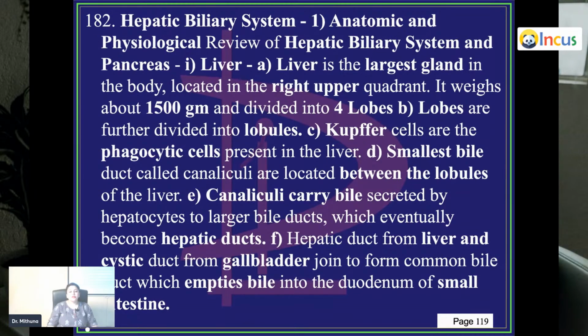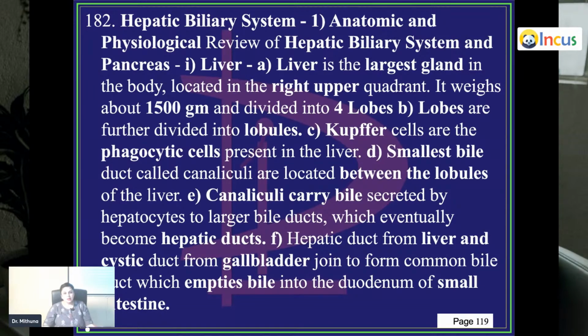Kupffer cells are the phagocytic cells present in the liver. They are the macrophages. They are like the policemen of the liver. The smallest bile ducts, called canaliculi, are located between these lobules of the liver. They carry the bile secreted by the hepatocytes to larger bile ducts, which eventually become hepatic ducts. So you have right and left hepatic ducts, which combine to form a common hepatic duct.